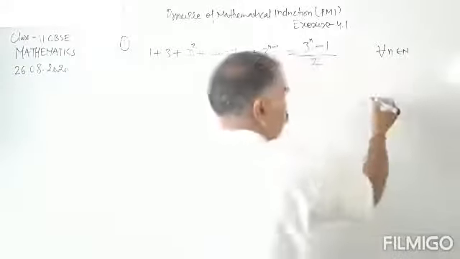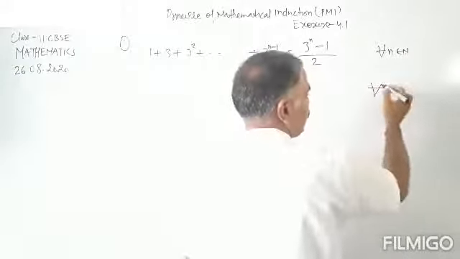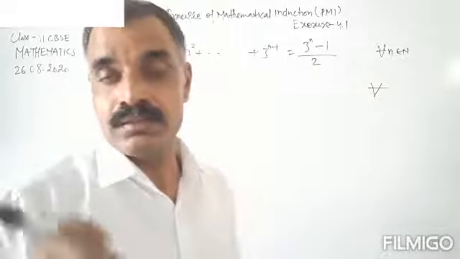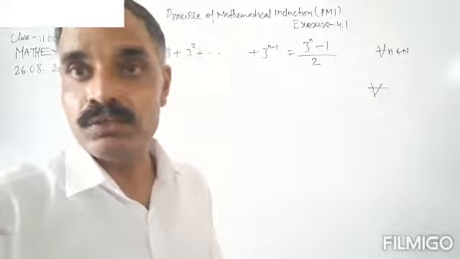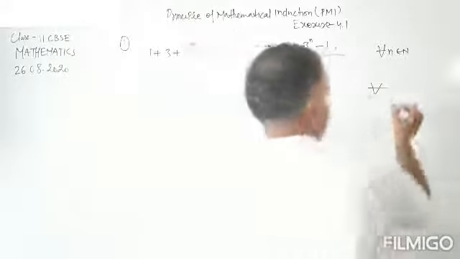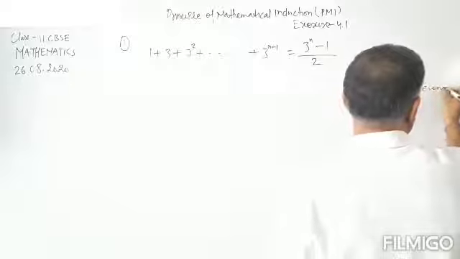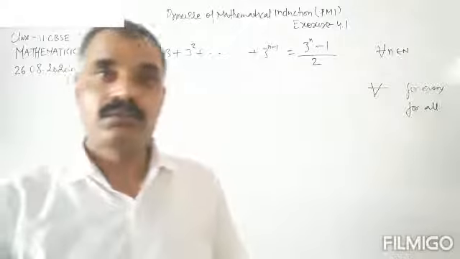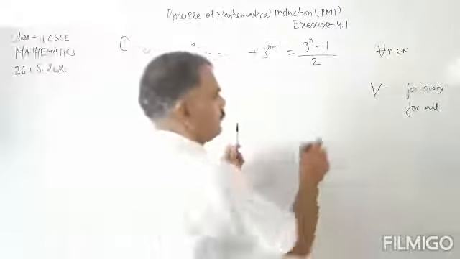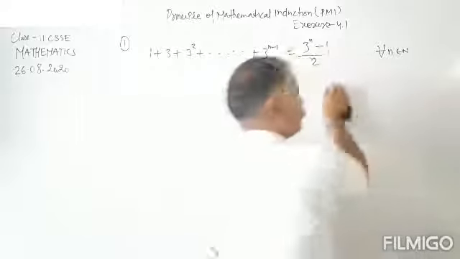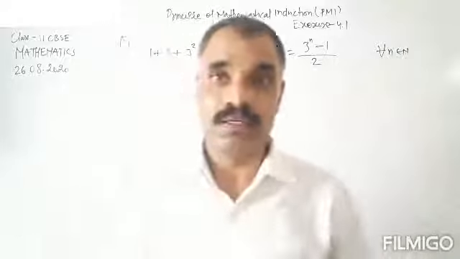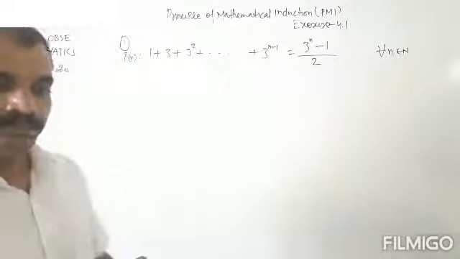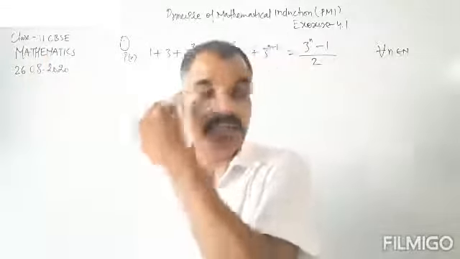Now one more new symbol, this reverse A. This is read as for every, or for all. So now we will prove that the given statement is true for all natural numbers. We represent this statement as Pn. Pn means a statement in n.